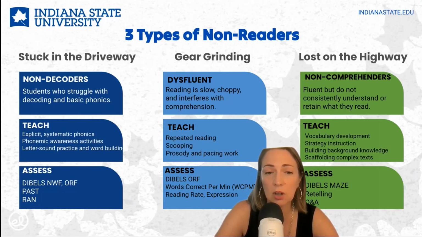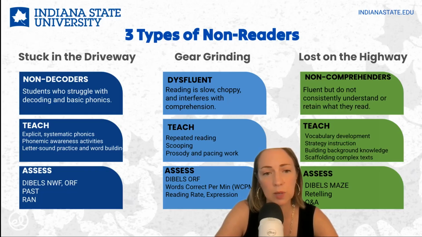There's also a strategy called scooping that helps with fluency and working with our prosody and pacing. So really the rhythm and naturalness of our reading. And then the last category are the non-comprehenders. So those students that read smoothly, but then can't retell it or did not understand what they were reading.